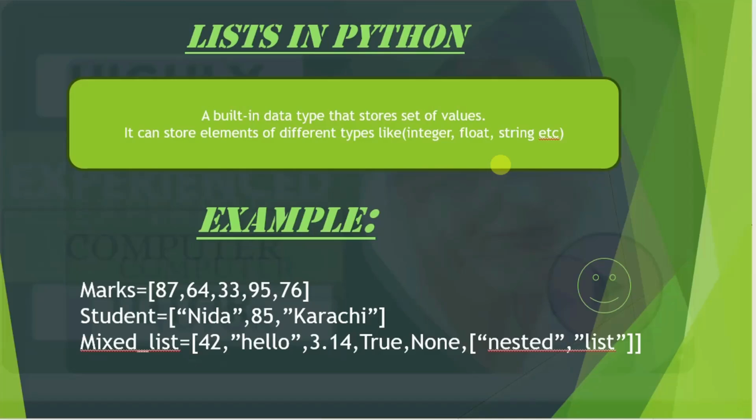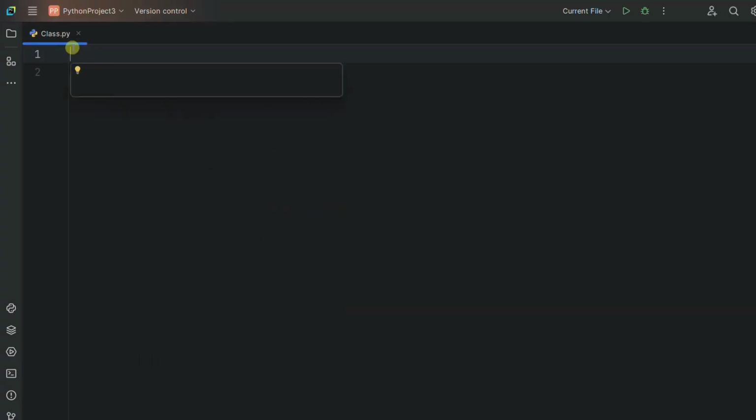Basically, a list in Python is a built-in data type that stores a set of values. For example, if I want to store the marks of five different students, the first method is that I will create five variables and store the marks like this. So I will open up here how we can store marks.